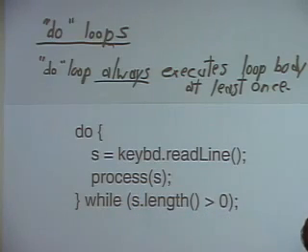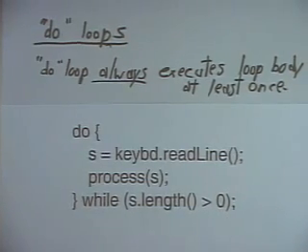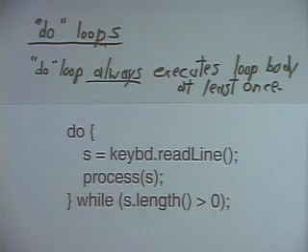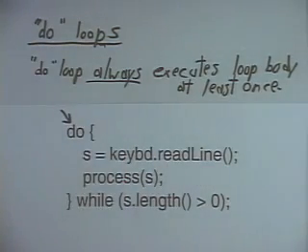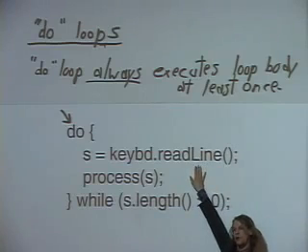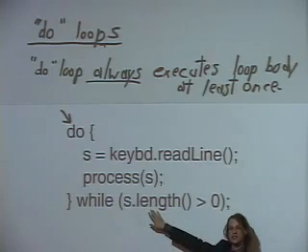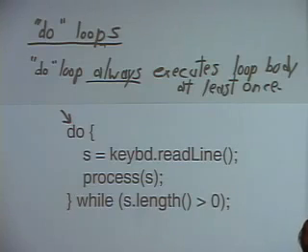Maybe it's your next bank transaction. And we want to exit the loop if the string is an empty string with length 0. But the first time we get to the loop, the very first time we hit the do statement, S is not defined yet because we haven't read anything from the keyboard yet. We have to read something from the keyboard at least once before it makes sense to check this condition at all. So a while loop doesn't really make sense here. A do loop makes a lot more sense.